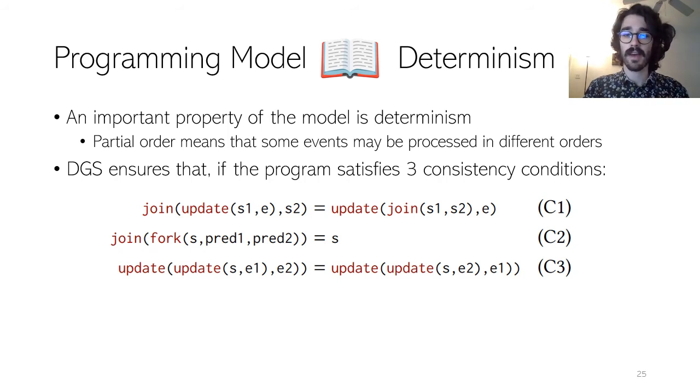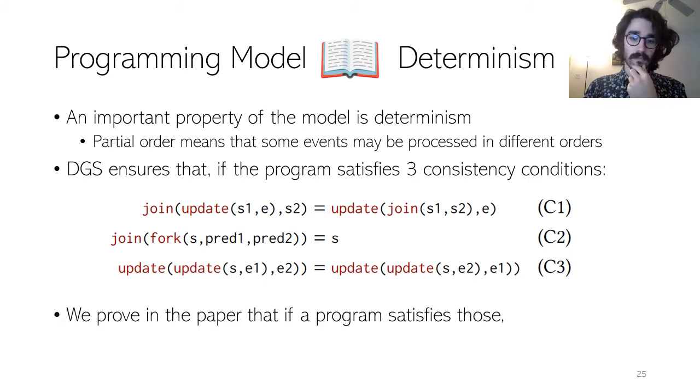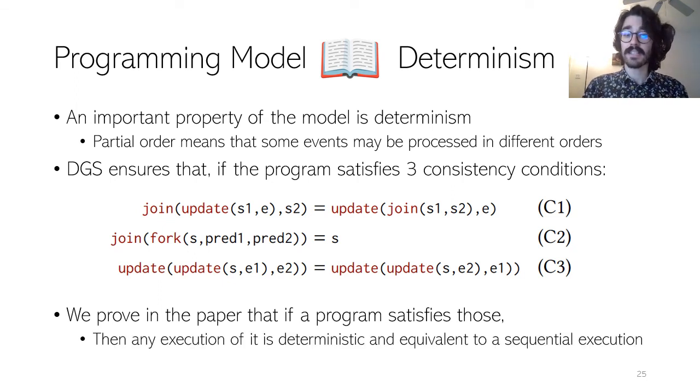First, that updates and joins can commute. Then that a fork followed by a join is the identity. And finally, that updates of independent events can commute. And given these three conditions, we prove in the paper that if a program satisfies those, then any execution of it is deterministic and equivalent to a sequential execution using only the updates of this application.